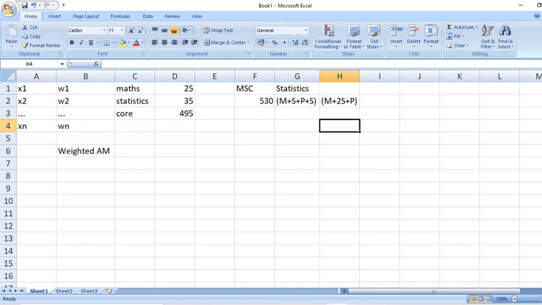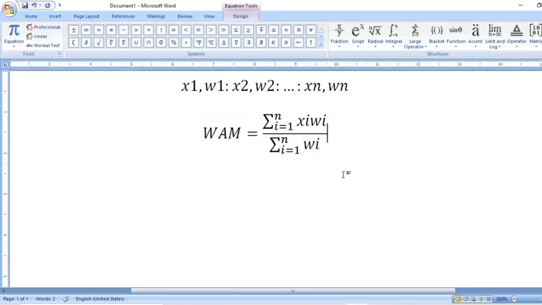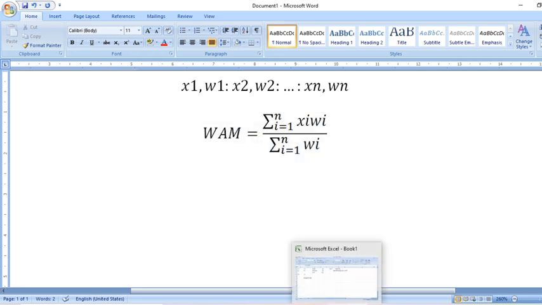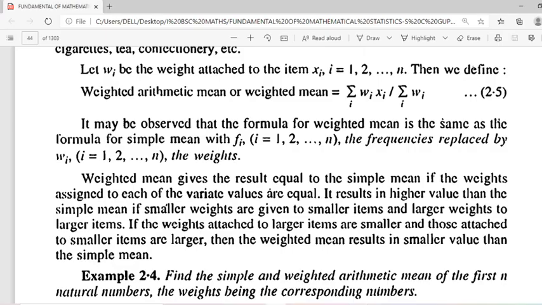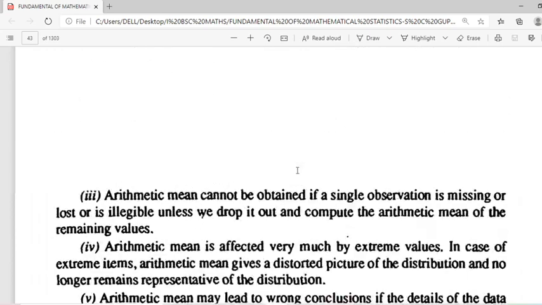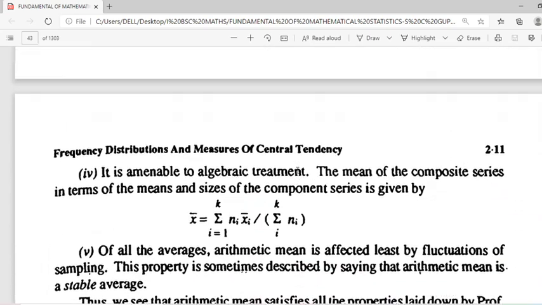Okay. So the same idea is applied for calculation of arithmetic mean, weighted arithmetic mean. This is an example. I think we have already studied the mean corresponding to frequency distribution. Okay, you know the formula for calculation of mean of frequency distribution.